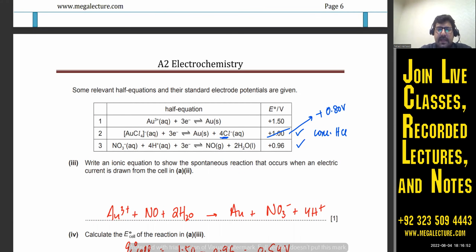And similarly, what will happen if you use concentrated nitric acid? Now, nitric acid is H+1 and NO3-1. Now, if you use concentrated nitric acid, where will this equilibrium shift? This equilibrium will shift forward. If it shifts forward, the potential increases. So instead of 0.96, it will be, let's say, 1.20 volts, right?